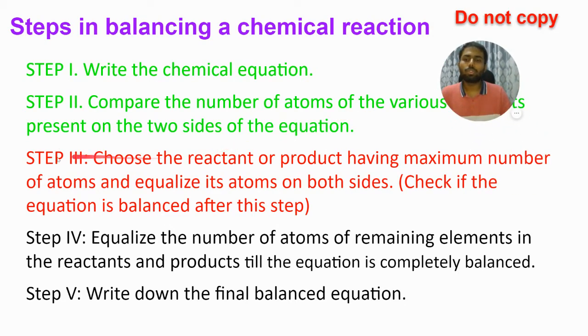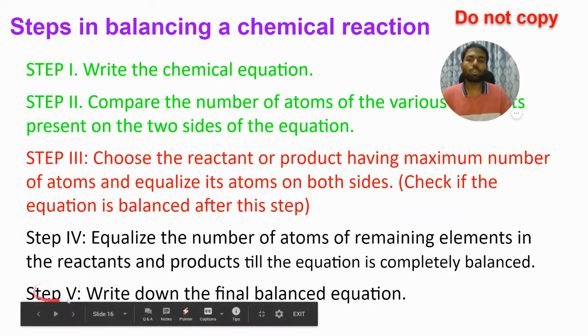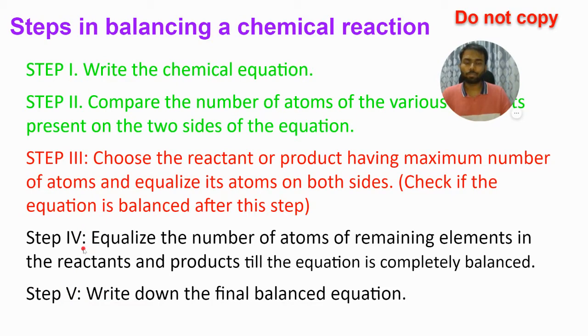Okay, now we are going to move on to step number 3. Choose the reactant or product having maximum number of atoms and equalize its atoms on both sides. And at the end of step 3 we also have to check whether the equation has become balanced or not. Many times what happens is at the end of third step itself, the equation gets balanced. So if the equation is balanced at the end of step number 3, you can directly go on to step number 5 without doing step number 4. So at the end of step number 3, we have to check if it is balanced or not. But what is step number 3 telling us? Choose reactants or products having maximum number of atoms and equalize its atoms.